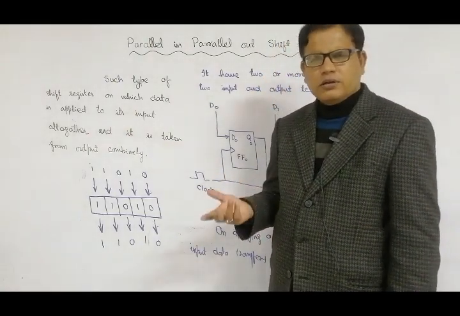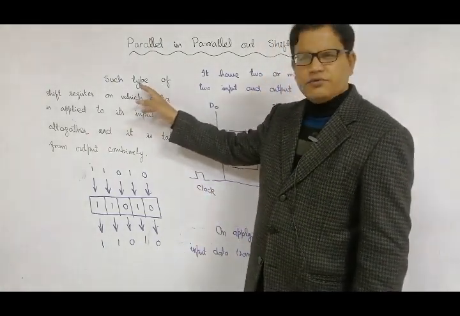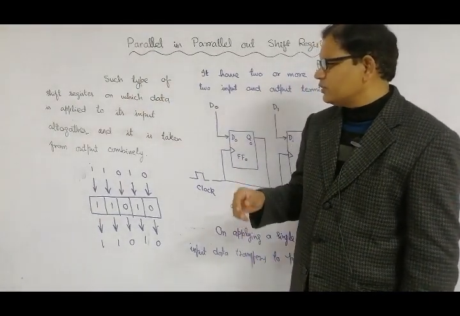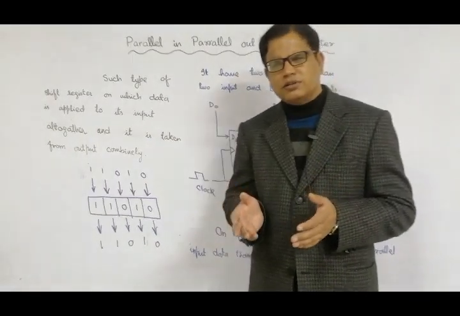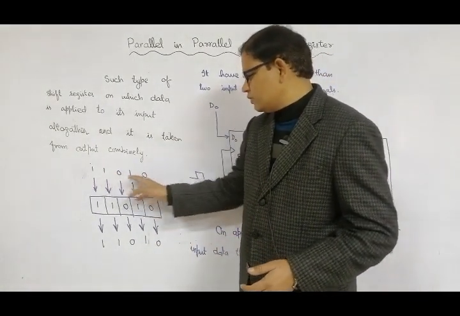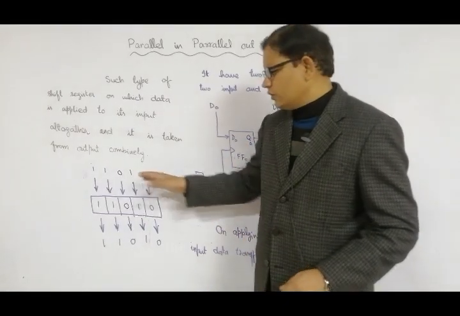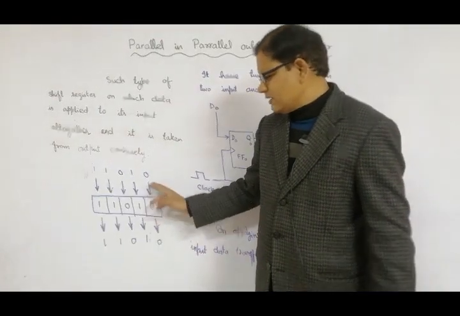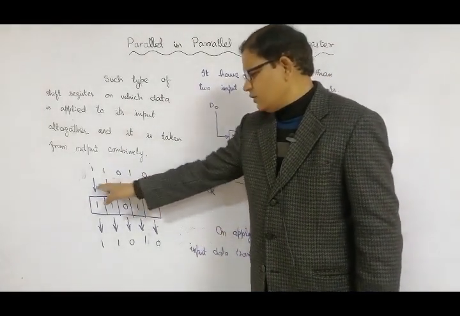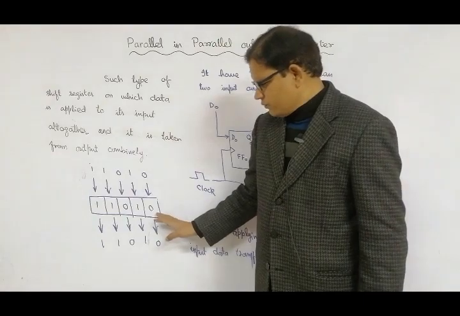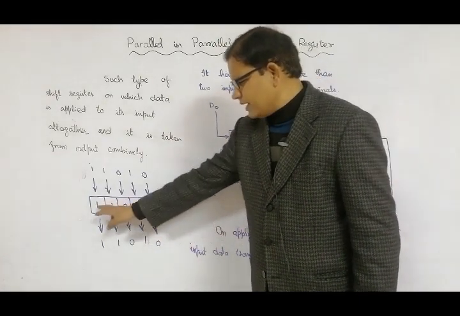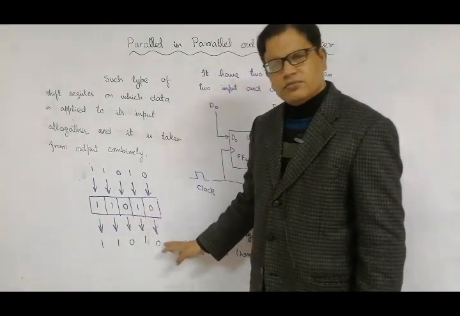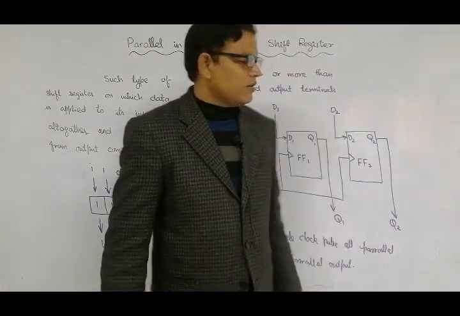So, simply, we will come to the introduction. The introduction from your book is that in such a shift register, data is applied to the input altogether. It means that when we apply 11010 combinedly on the input, it is taken from the output combinedly. That is, when we apply this data on its parallel input, we take that same data from the output combined on applying a clock pulse. There is no kind of change.